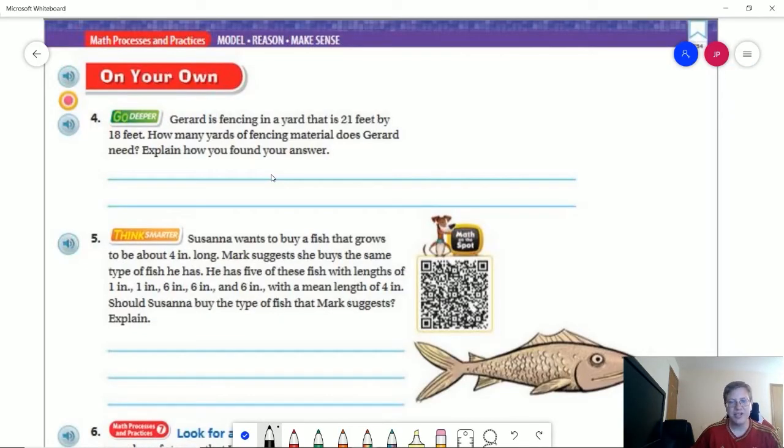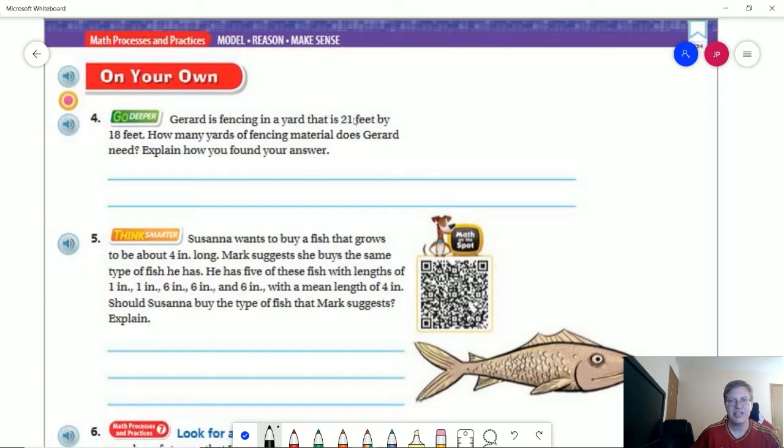Let's go ahead and take a look at number 4. This one looks a little bit odd to me because it doesn't involve statistics, at least not in my mind. We are looking to find the perimeter of a yard that is 21 feet by 18 feet, and we want to translate our feet to yards to figure out how many yards of fencing material he needs.